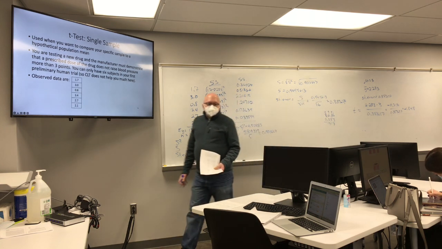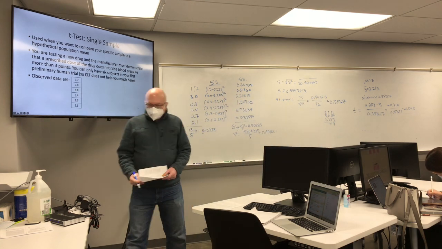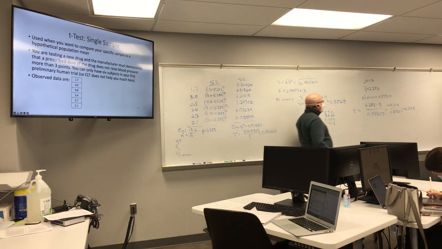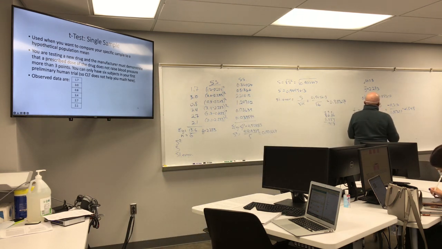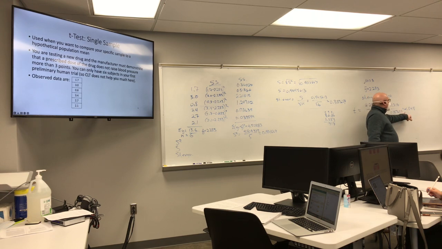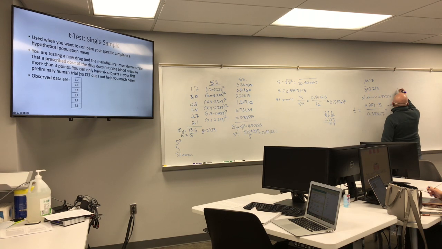Notice how there are negatives on here. So when we subtract the hypothetical mean from the actual mean, because the actual mean is lower, that thing has a negative associated with it. So the t statistic that you get in the end is actually negative 1.848.